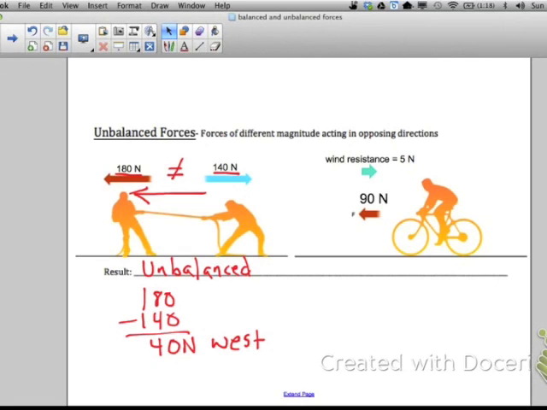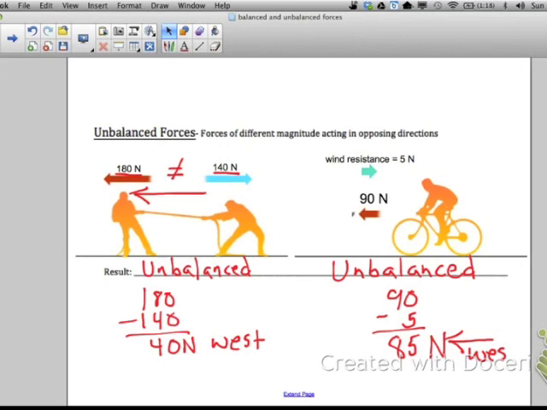Let's take a look at this other example. I have a person riding a bike, and he's riding the bike with a force of 90 newtons and a wind resistance of 5 newtons going in the direction against him. As a result, we also have unbalanced forces. And so we subtract 90 minus 5, and I get a net force, total force, of 85 newtons, and he is traveling again west. And so these are examples of how unbalanced and balanced forces affect the motion of objects.